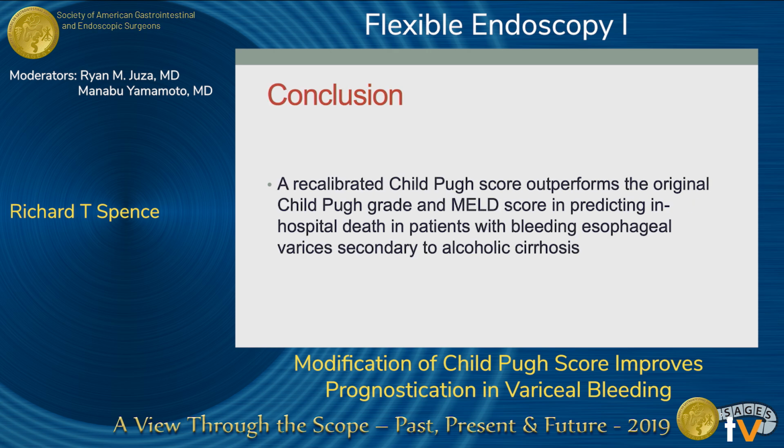So in conclusion, our recalibrated Child-Pugh score outperforms the original Child-Pugh grade and MELD score in predicting in-hospital death in patients with bleeding esophageal varices secondary to alcoholic liver cirrhosis. We appreciate the opportunity and welcome questions.